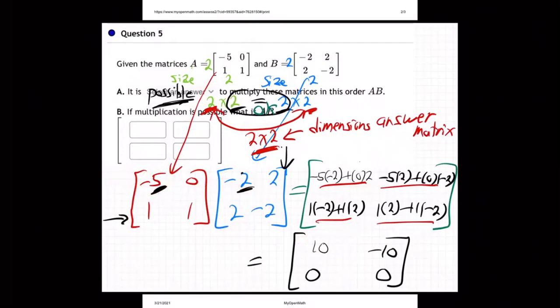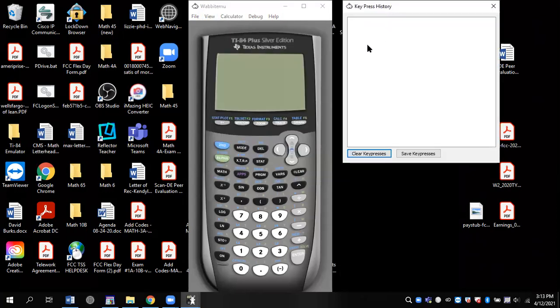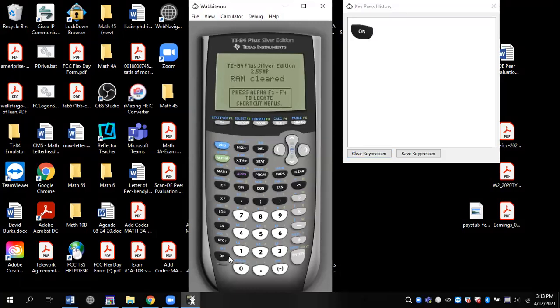Now let's put it in the graphing calculator. I'm going to show it on the TI-84. Here's a TI-84 graphing calculator. I'll show you the steps that you need to go through. I'll put the key press history over here. And we'll turn on the calculator.